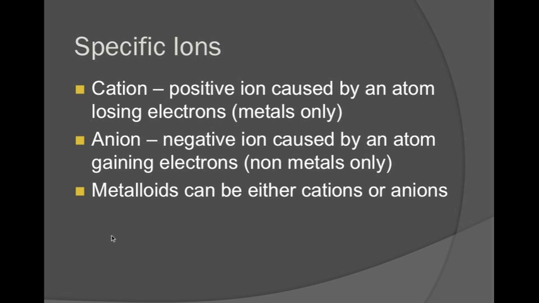Now, specific ions: we have cations and anions. Cations are positive ions, caused by an atom losing an electron, and the main thing with cations is that they are metals. Anions are negative. Cations have a T, so they are positive. Anions have an N, so they are negative. They're negative because they gained an electron, and cations are positive because they lost an electron.